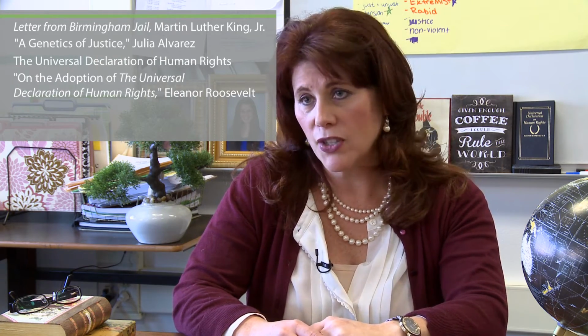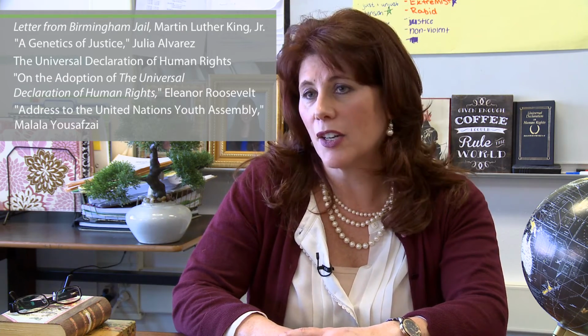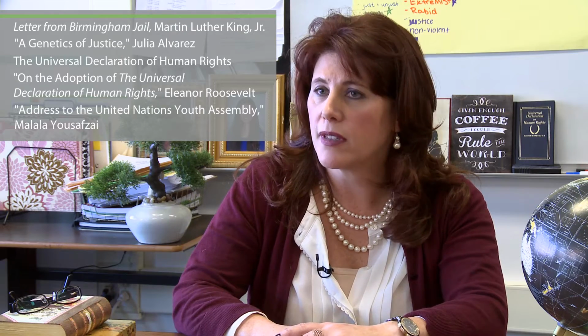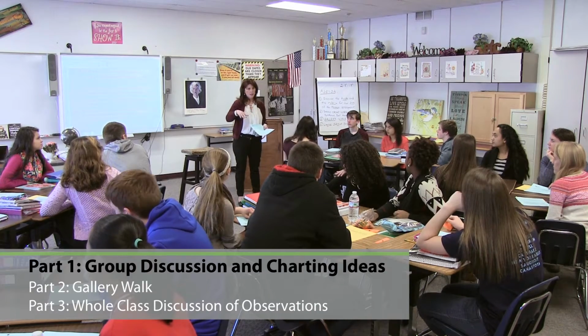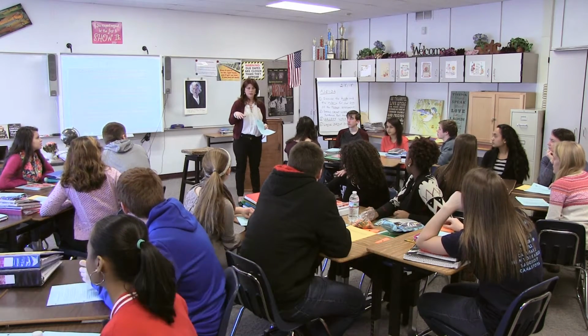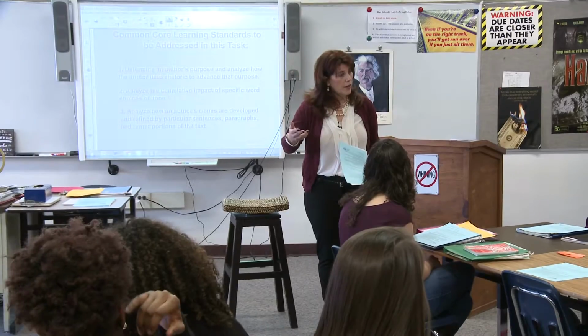The texts that the students were discussing in this particular lesson were Martin Luther King Jr.'s Letter from Birmingham Jail, Genetics of Justice, the Universal Declaration of Human Rights, Eleanor Roosevelt's speech on that Declaration of Human Rights, and a speech by Malala about the importance of education for all. All of the texts that we read in this module were all connected by what? Or what are they all really about? Violations of human rights, right.